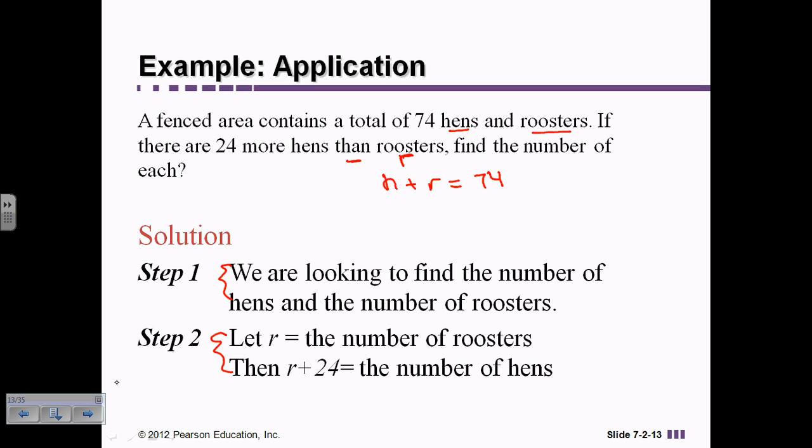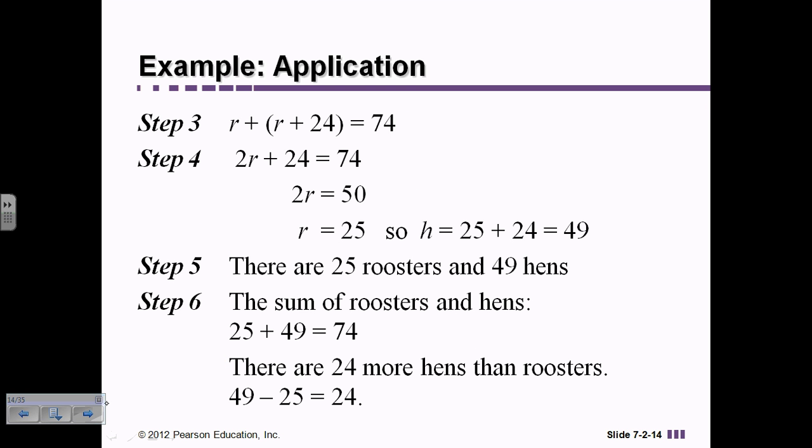And we know that the total number of hens plus the total number of roosters is 74. So this is roosters plus hens equals 74. And then we solve our problem and figure out what is the unknown variable. So we combine our like terms. R plus R is 2R.